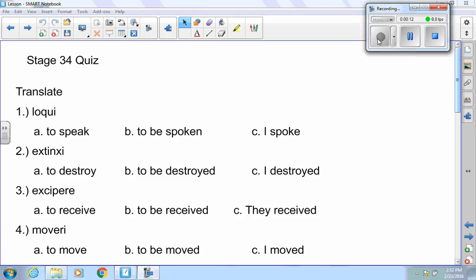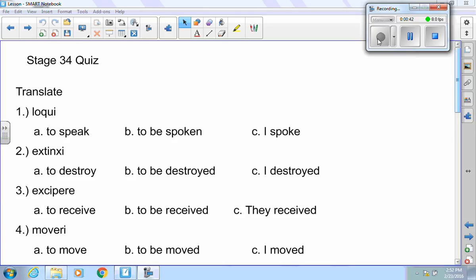So here, when we took a little bit of a practice quiz, we had some infinitives like loqui, extinqui, excipere, moveri. These are the kinds of words that you're going to be looking at to determine whether or not it's deponent or not. We made a list of these. Make sure that you go back and look at that list and you're aware of which words are going to be deponents. And if you know which ones are going to be deponents, you shouldn't have an issue. Of this list right here, the only one that's deponent is loqui.